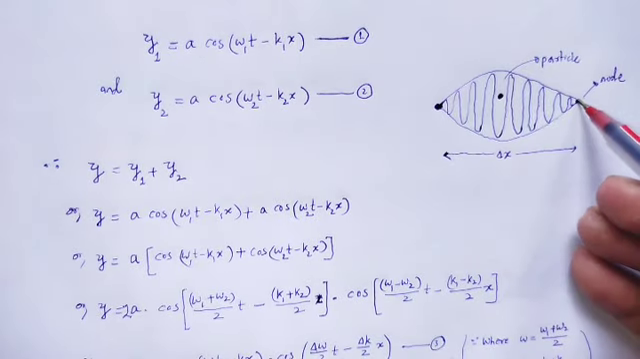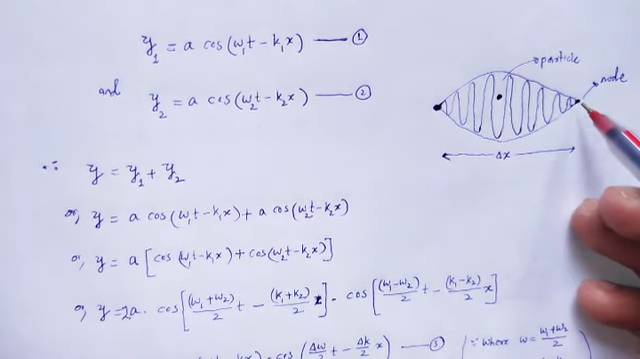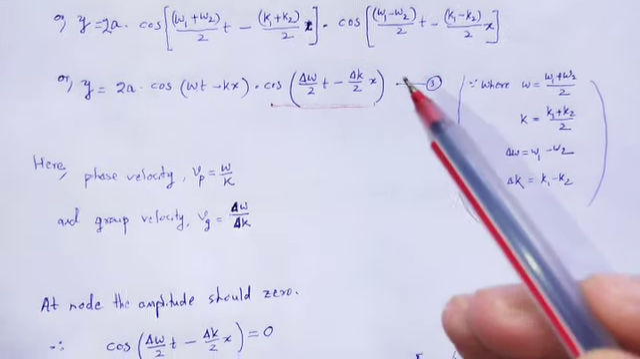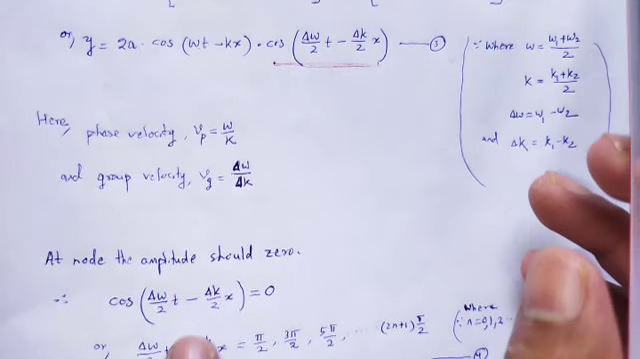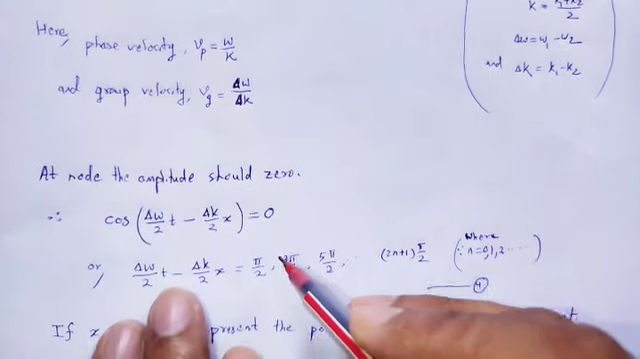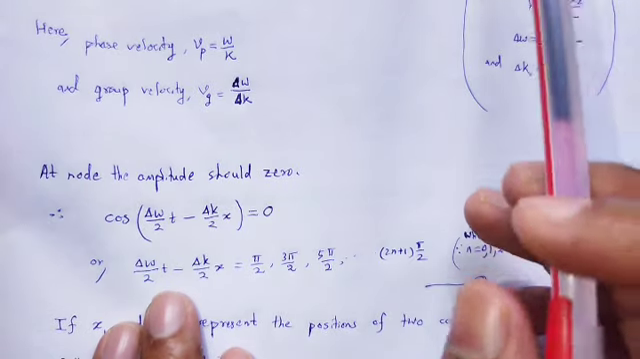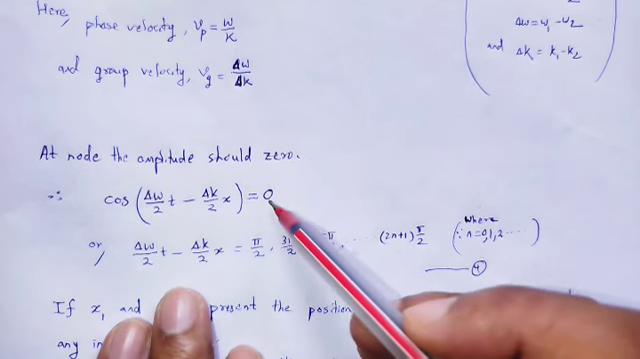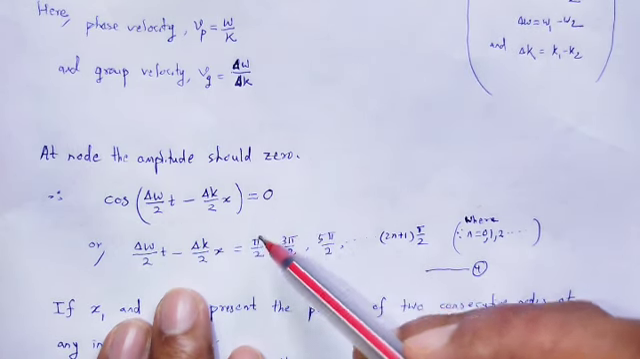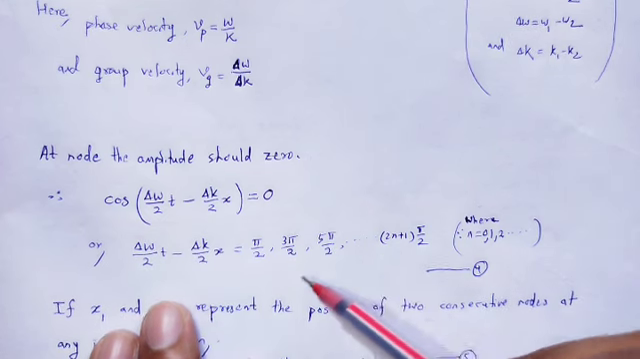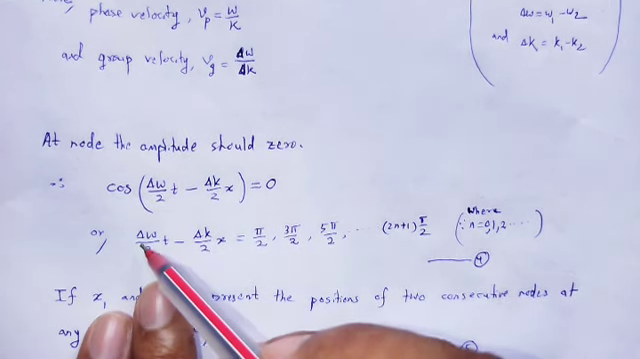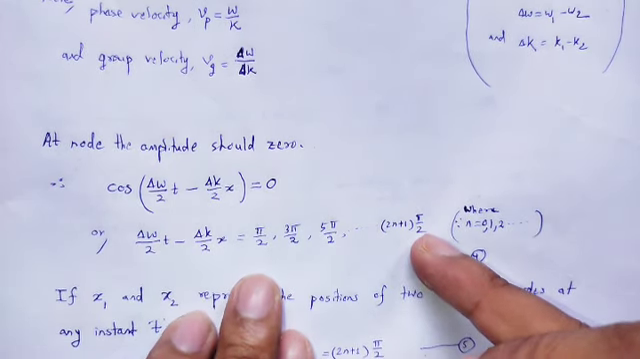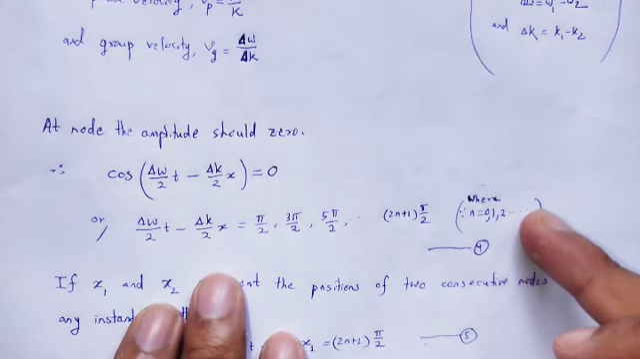At the node, the probability of finding the particle is 0. Therefore, this is the group velocity expression. By putting that equation to 0, no particle should be found at the node, so cos of that one is equal to 0. What values of cos are 0? Pi by 2, 3 pi by 2, and so on. So the term is equal to 2n plus 1 times pi by 2, whereas n stands for 0, 1, 2, 3, and so on.